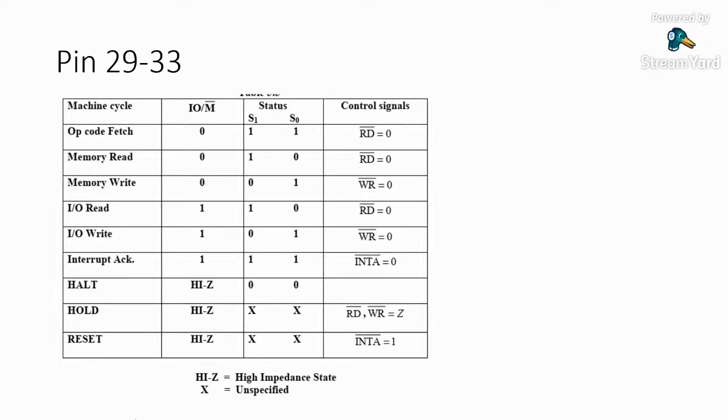Okay, and then after that we have high impedance. We call it high Z, meaning high impedance. High impedance means that the signal is unable to reach the microprocessor and vice versa.